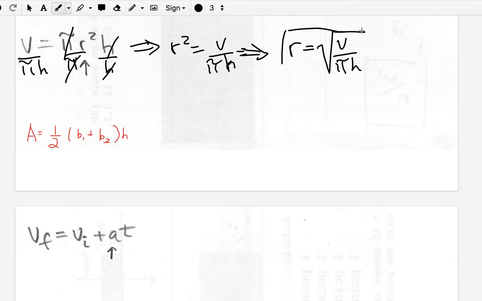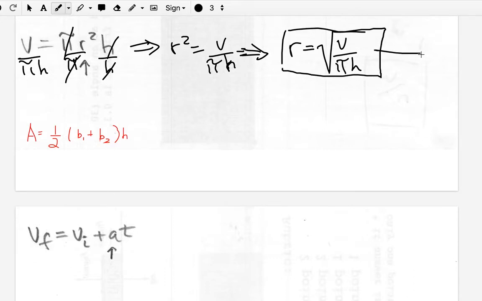Next, V is pi r squared h. We're going to divide both sides by pi times h and then take the square root. Okay, divide both sides by pi times h. Pi's cancel, the h's cancel, and we have r squared is equal to V over pi h. Taking the square root of both sides gives us r is equal to the square root of V over pi times h. We do not put a plus or minus here because of the context of the problem.